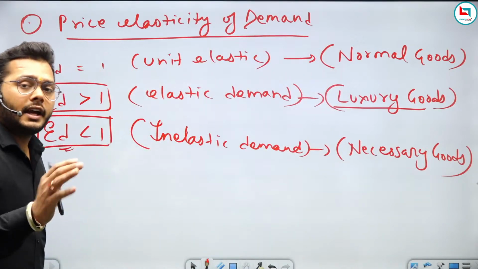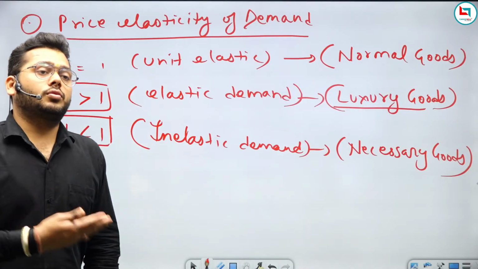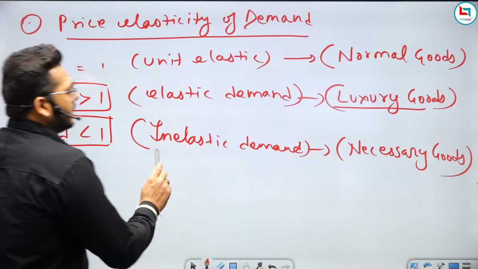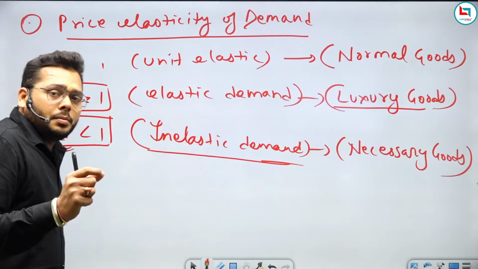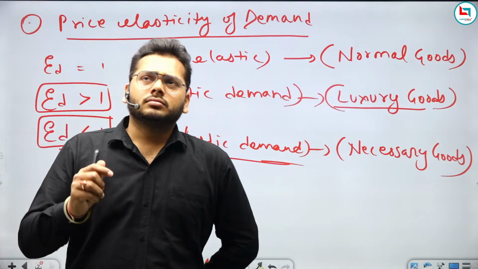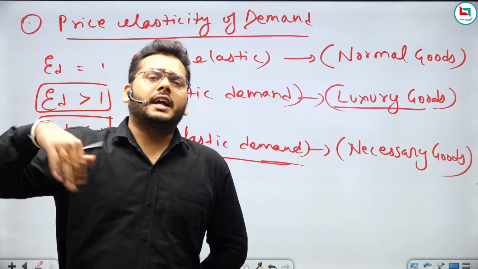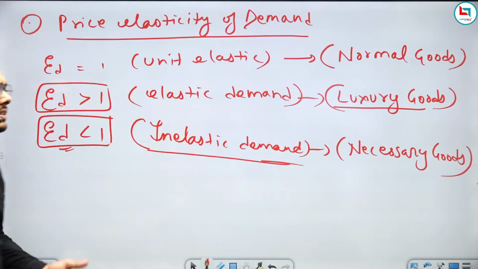I have already discussed with you all the types of goods: necessary goods, normal goods, luxury goods, which are also known as Veblen goods, right? So inelastic demand comes into which type of goods? Necessary goods. If there is a change in the price of salt, your demand will not change that much. Yes, it will change, but not much compared to the change in price.